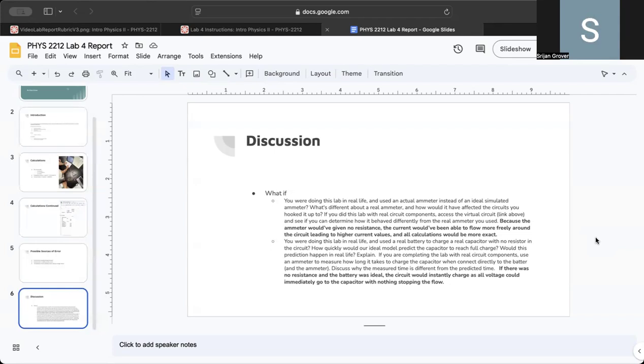If you were completing a lab with real circuit components, use an ammeter to measure how long it takes to charge the capacitor when connected directly to the battery and the ammeter. Discuss why the measured time is different from the predicted time.